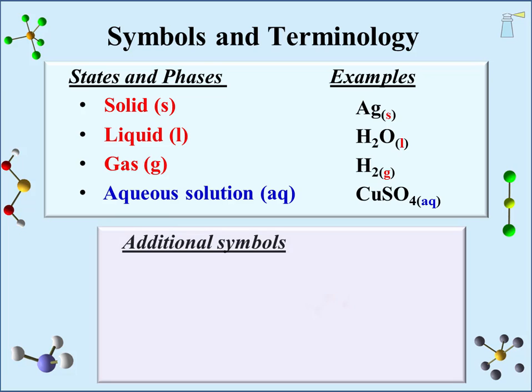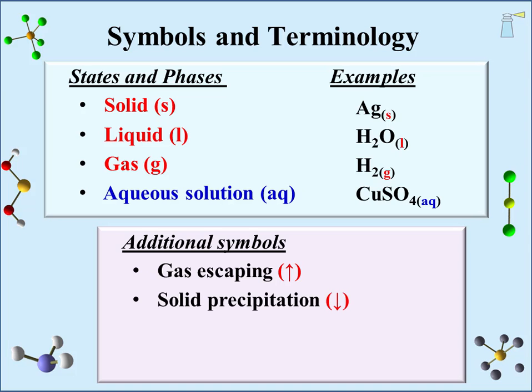There are more symbols used to communicate change in a chemical equation. Some reactions produce a gas that escapes into the atmosphere. To demonstrate that, an upward pointing arrow is added next to the gas. Alternately, sometimes a reaction taking place in a solution produces a solid that precipitates, or sinks to the bottom of the reaction vessel. This is indicated with the addition of a downward pointing arrow.